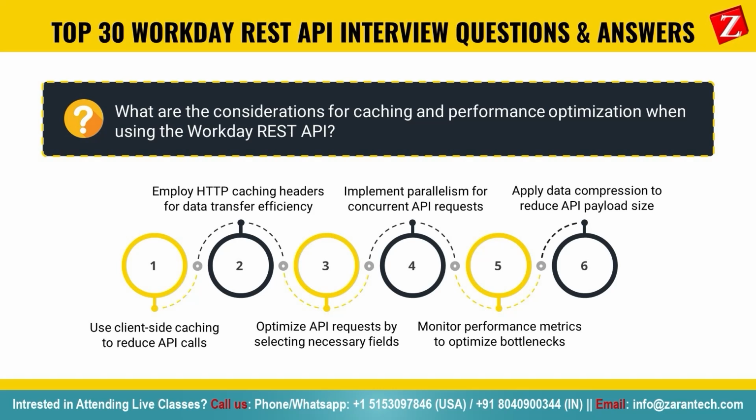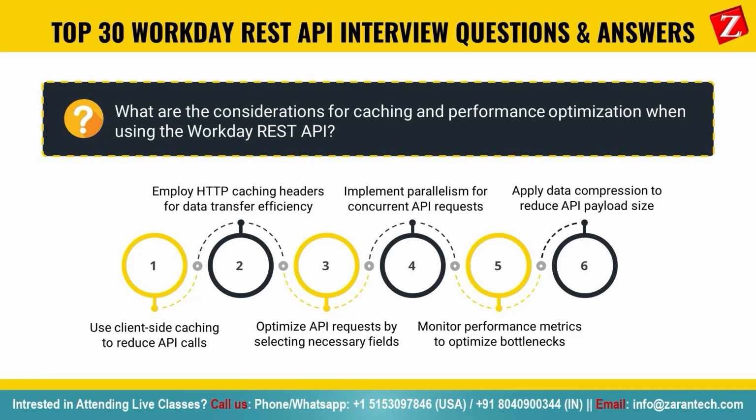Instead of fetching entire records, you can specify which fields to include in the response, reducing payload size and improving response times. Imagine a scenario where a finance application needs to retrieve expense data from Workday. By requesting only the relevant fields, such as amount and date, the application can receive a more concise response, enhancing performance. Implementing parallelism for concurrent API requests can also boost performance significantly.